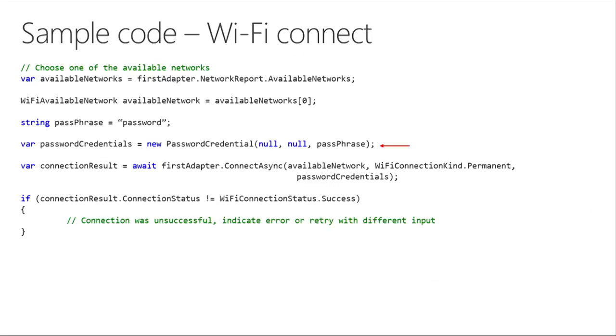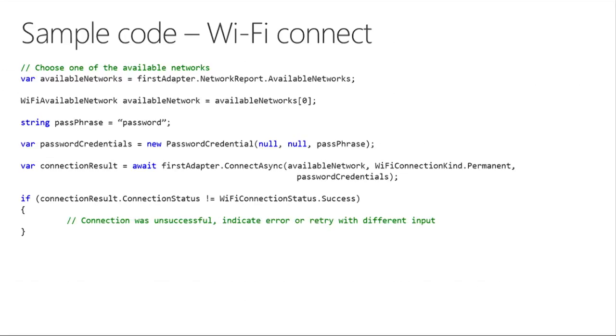And I create a password credential using that passphrase, and that is also a well-known class that already exists. Then I use a connect async operation to pass in both the available network that was retrieved as a result of the scan operation, the kind of connection that I want it to be, which in this case is permanent, not temporary, and the password credentials. And then hopefully I'm successful, but if not, then I want to display to the user that the connection failed.